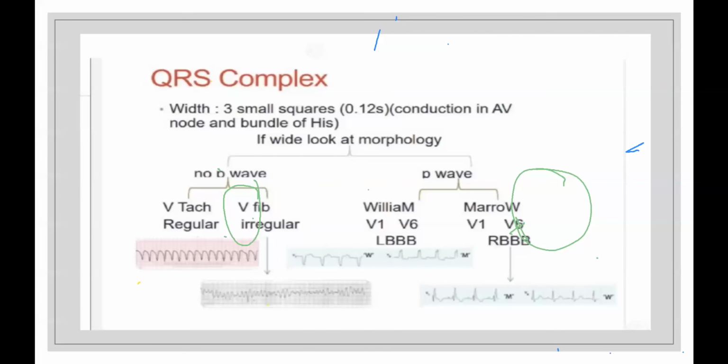And how you're going to differentiate it? The V-tach would be regular, while V-fib would be irregular. So these are the very simple things to try to make things easy. But if you have a P wave, that means the SA node is originating, but you have a block at the level of your conduction system. So if you have a block, then you have a morphology, like either could be a right bundle branch block, or could be left bundle branch block.